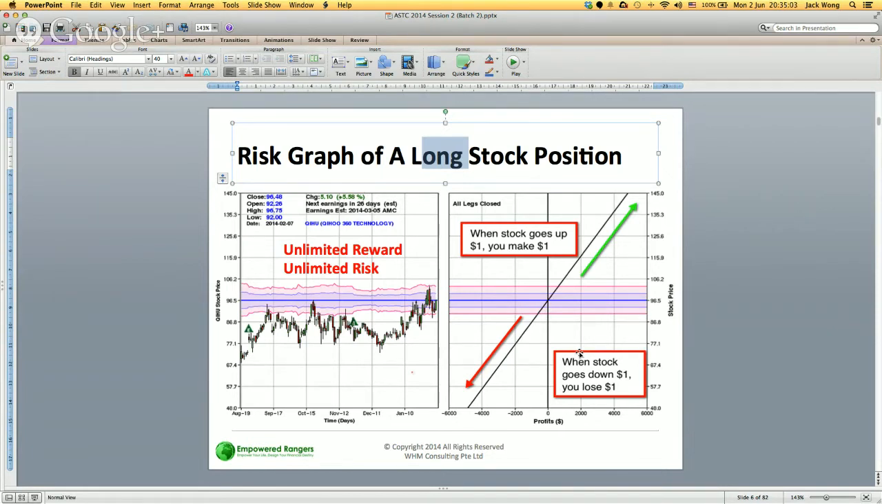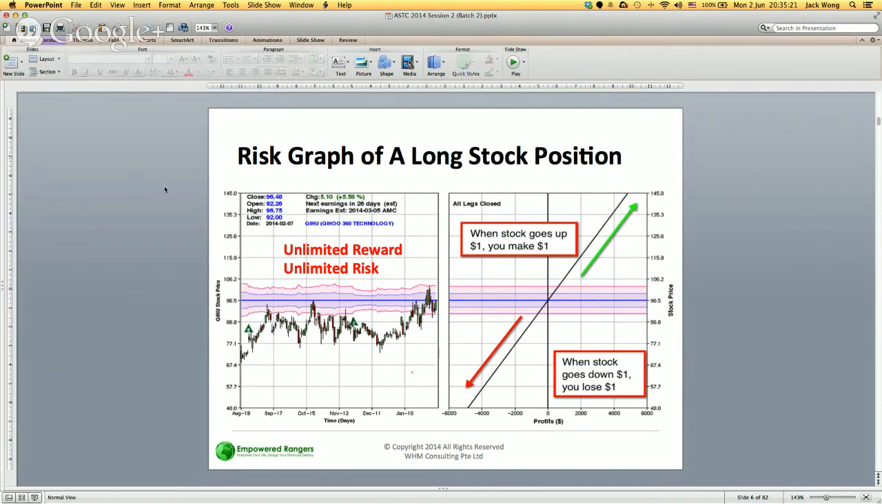But when the stock goes down, we lose $1 for every dollar move. So what we are saying is that for a long stock position, it is unlimited risk and also unlimited reward, because the stock can go all the way to 0. So that's what unlimited risk is all about.